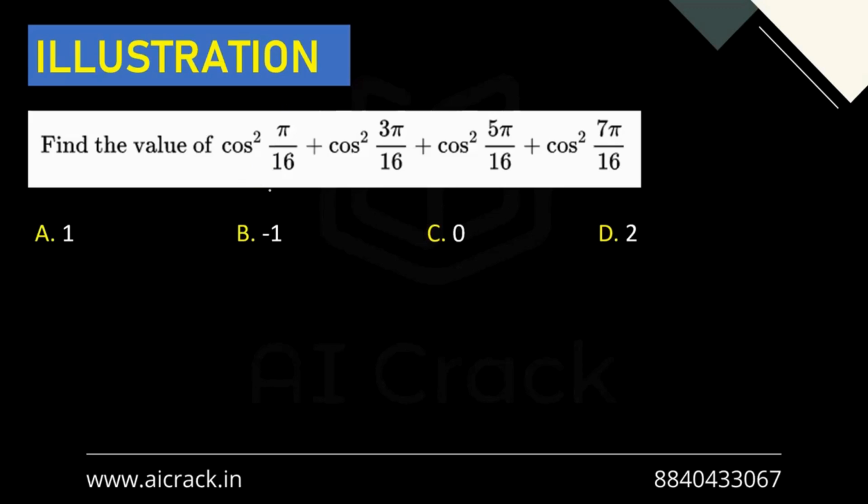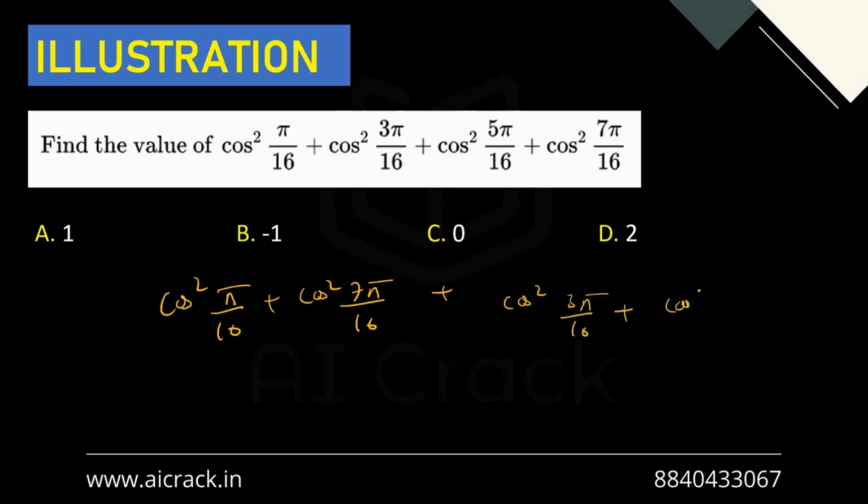Now we have symmetry between pi by 16, 7 pi by 16, 3 pi by 16, 5 pi by 16. So let's club these things together. So we have cos square pi by 16 plus cos square 7 pi by 16 plus cos square 3 pi by 16 plus cos square 5 pi by 16.